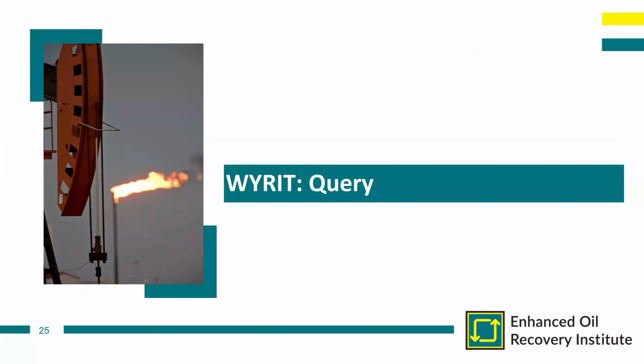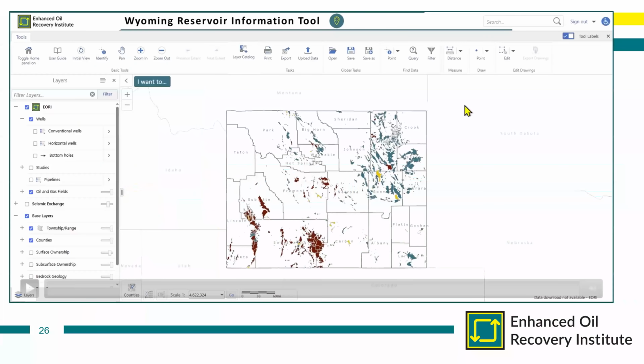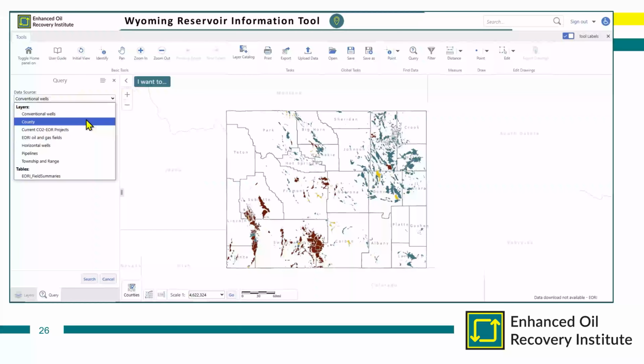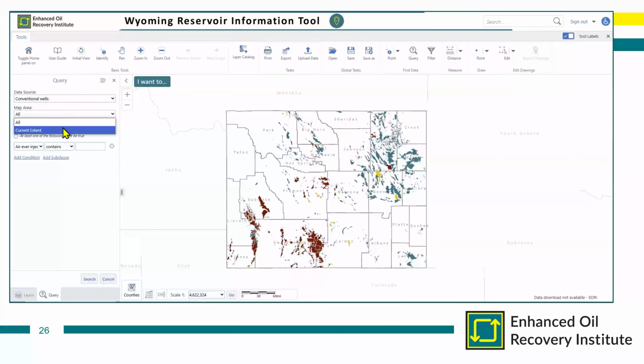The query tool, this one's really cool. It allows users to interact with certain map layers and search for specific features based on criteria they define. And the results will show up in the results panel. Let's go ahead and take a look. There's the query button. And these are all the layers you can query. We're going to query conventional wells. And we're going to query the entire data set.